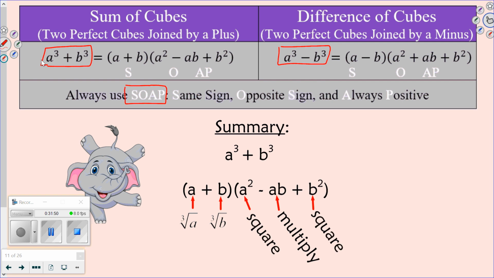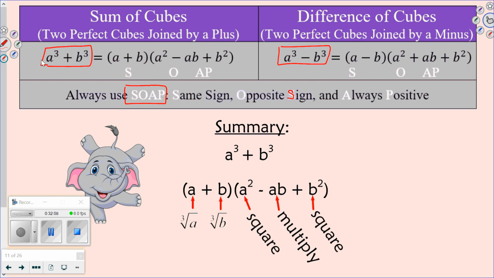All right. So the soap, though, what it stands for, same sign, opposite sign, and then always positive. It shouldn't be. I got highlight happy. That S should not be highlighted. Sorry. I got a little happy highlighting. So same sign, opposite sign, always positive. That's what that stands for.